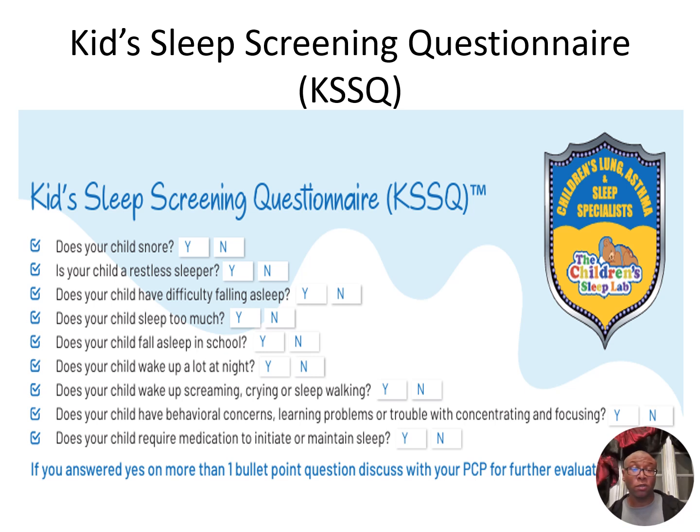When you actually look at the breadth of the 9 questions that are asked, Question 1, which is does your child snore, is specifically related to sleep disordered breathing. Is your child a restless sleeper is looking at restless sleep and movement disorders in sleep. Does your child have difficulty falling asleep is looking more at insomnia disorders. Does your child sleep too much, or does your child fall asleep in school? These are both looking at hypersomnia related disorders, or daytime sleepiness.